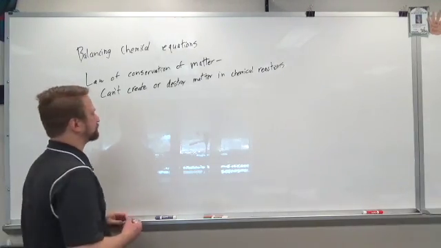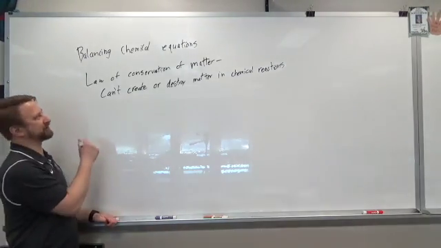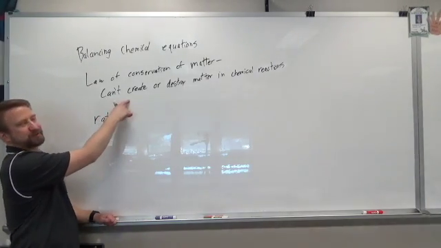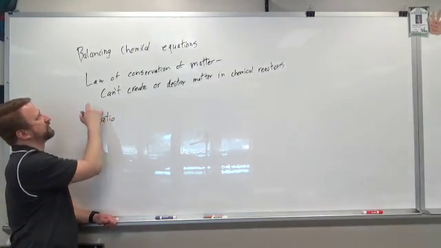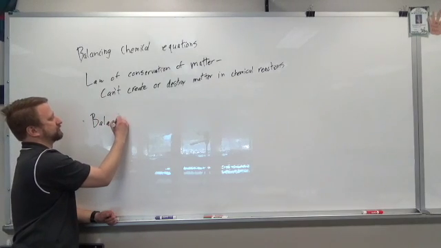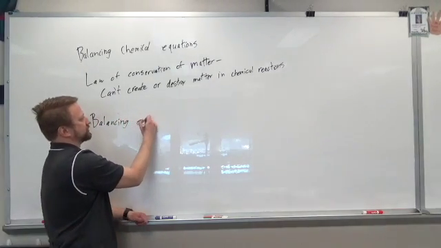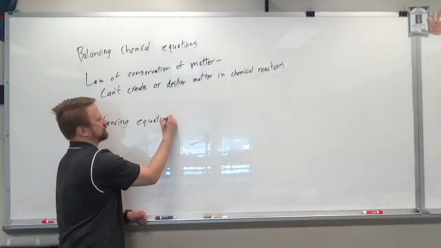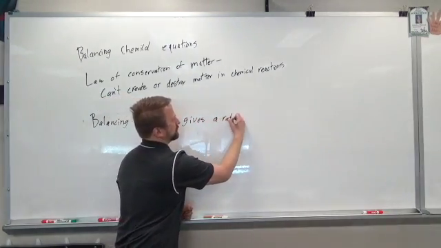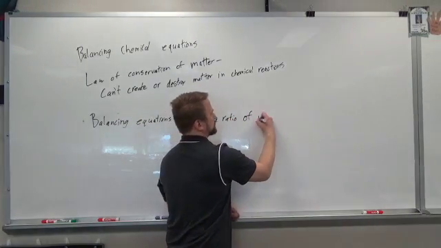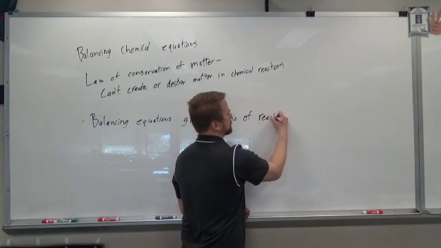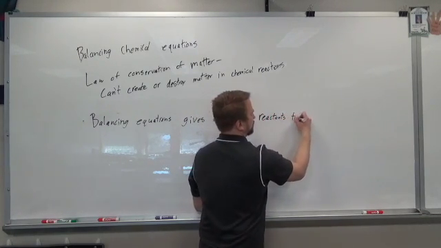The other reason we balance chemical equations is that it gives us a ratio. This is something that has to be true all the time. I'm going to write this here. Balancing equations gives a ratio of reactants to product.